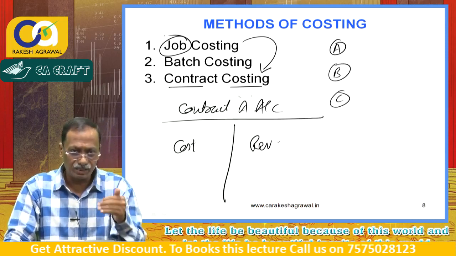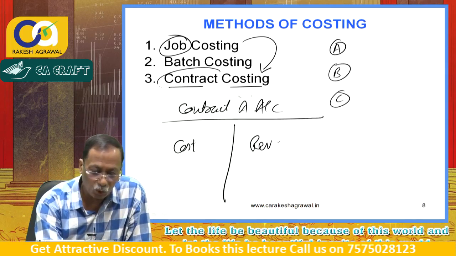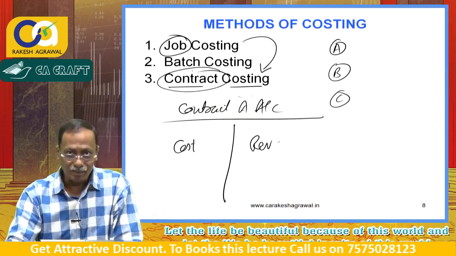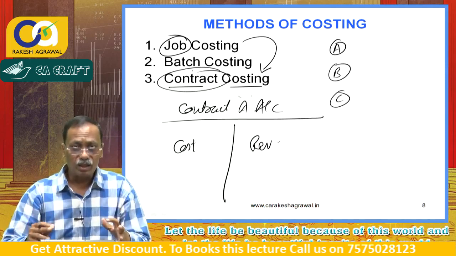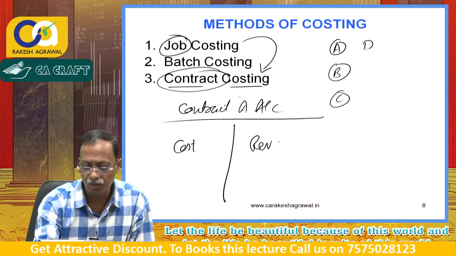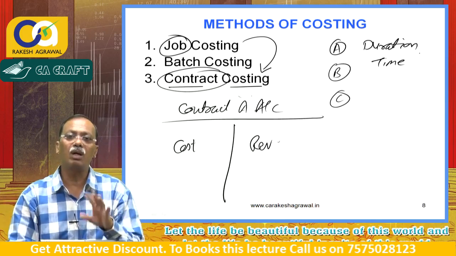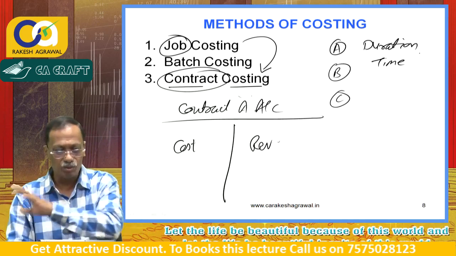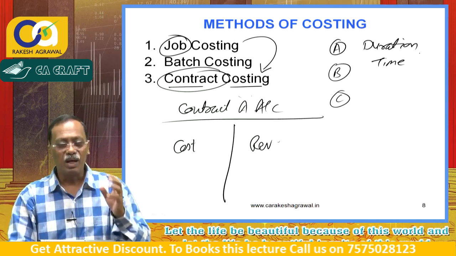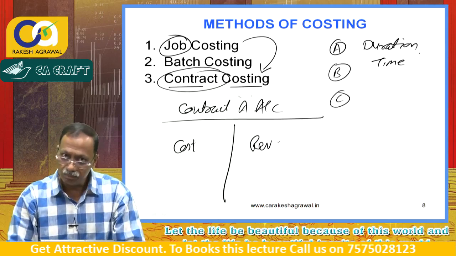It may take a few days, a few weeks or a few months to complete a job, but a contract may run for more than 1 year. So between job costing and contract costing, the only difference is the duration involved to execute, that is time. I would say long-duration jobs are called contracts. If the job is of long-term duration, treat it as a contract. And if the contract is of short-term duration, less than 1 year, treat it as a job.